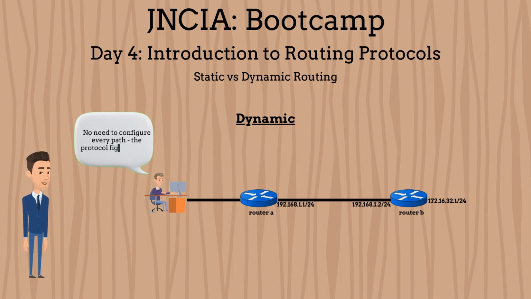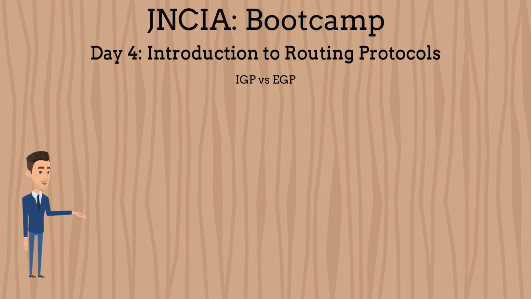The protocol figures it out. OSPF is sending a routing update from router B to router A to tell router A dynamically how to get to the 172.16.32.0 network.